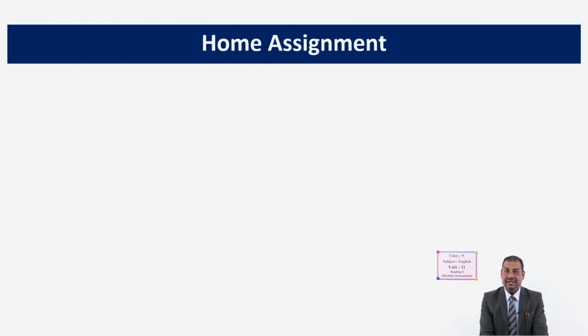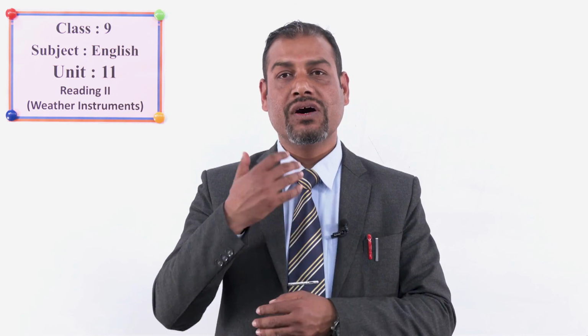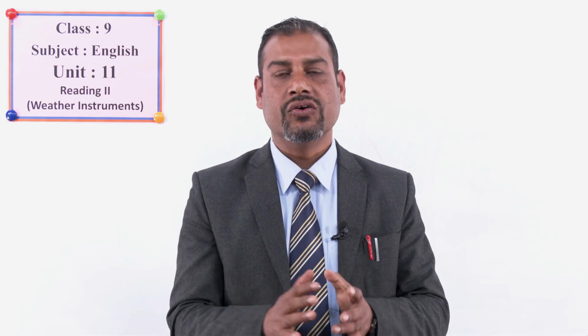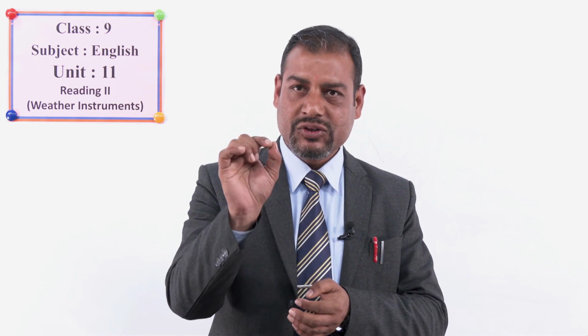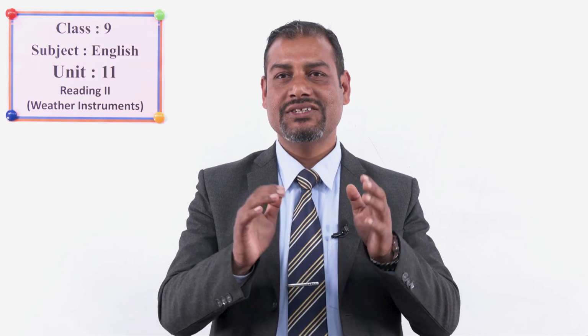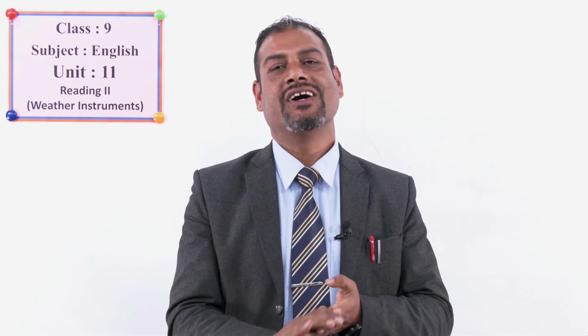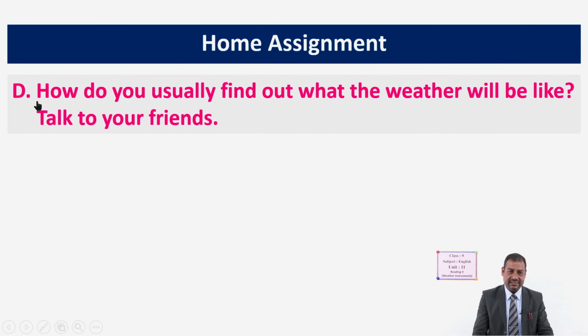Good. Now, dear students, I have one more task for you, that is your home assignment. You have to do it at your home in your free time. Can you guess what your home assignment is? Okay, let me show you. See, how do you usually find out what the weather will be like? Talk to your friends. For example, whether the weather will be sunny or foggy or cloudy or rainy or stormy. How do you find out? So you have to talk to your friends, okay? Is it clear to you?